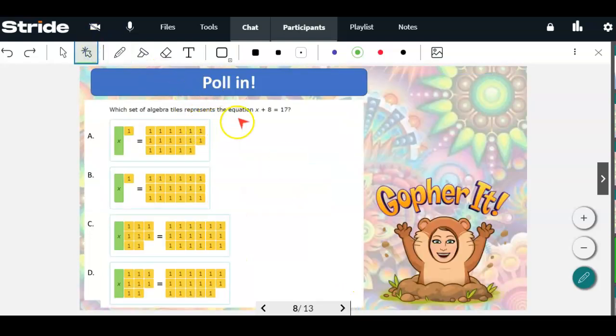Which set of algebra tiles represents the equation x plus 8 equals 17? All right, there's the x, so we can't eliminate anything yet. Plus 8. This is only plus 1 on A and B. So we can eliminate A and B. And the other two do have 8, so then we're looking for equals 17. So 1, 2, 3, 4, 5, 6. This is 18. This would be 17 because there's 1 missing down there. So the answer is D.